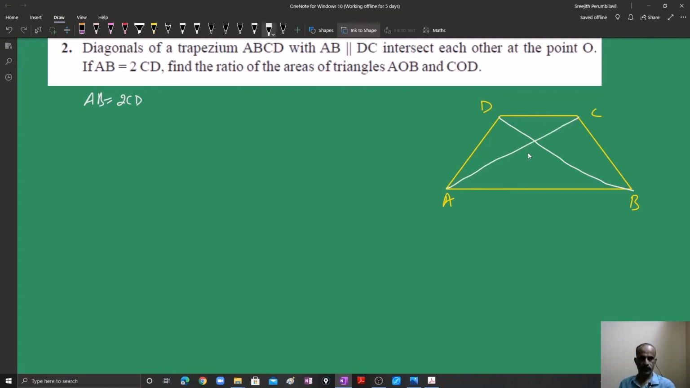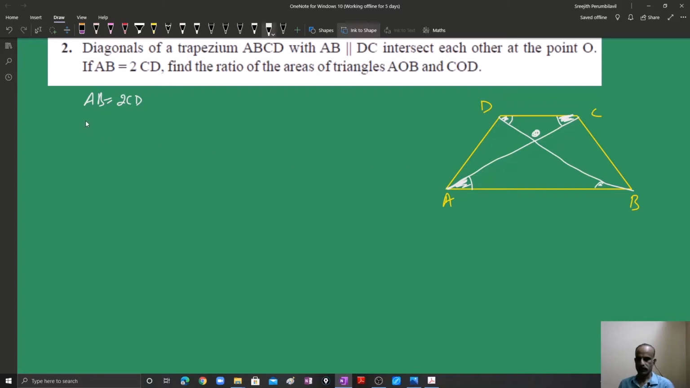Okay. So the diagonals intersect at O. Find the ratio of the areas of triangle AOB and triangle COD. First of all, let us say, are they similar? Of course. What do you know about these two angles? They are equal. Similar, this angle is equal to this angle.